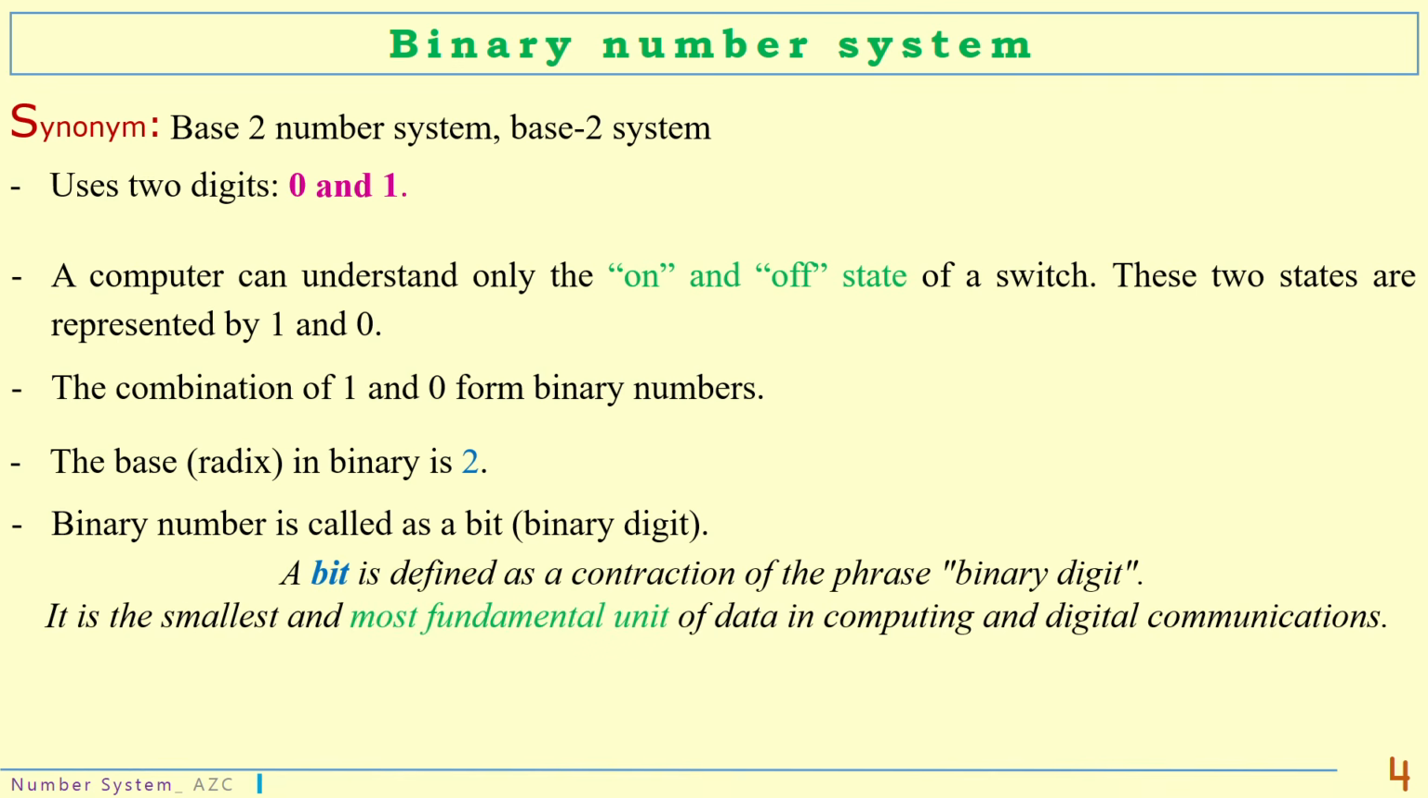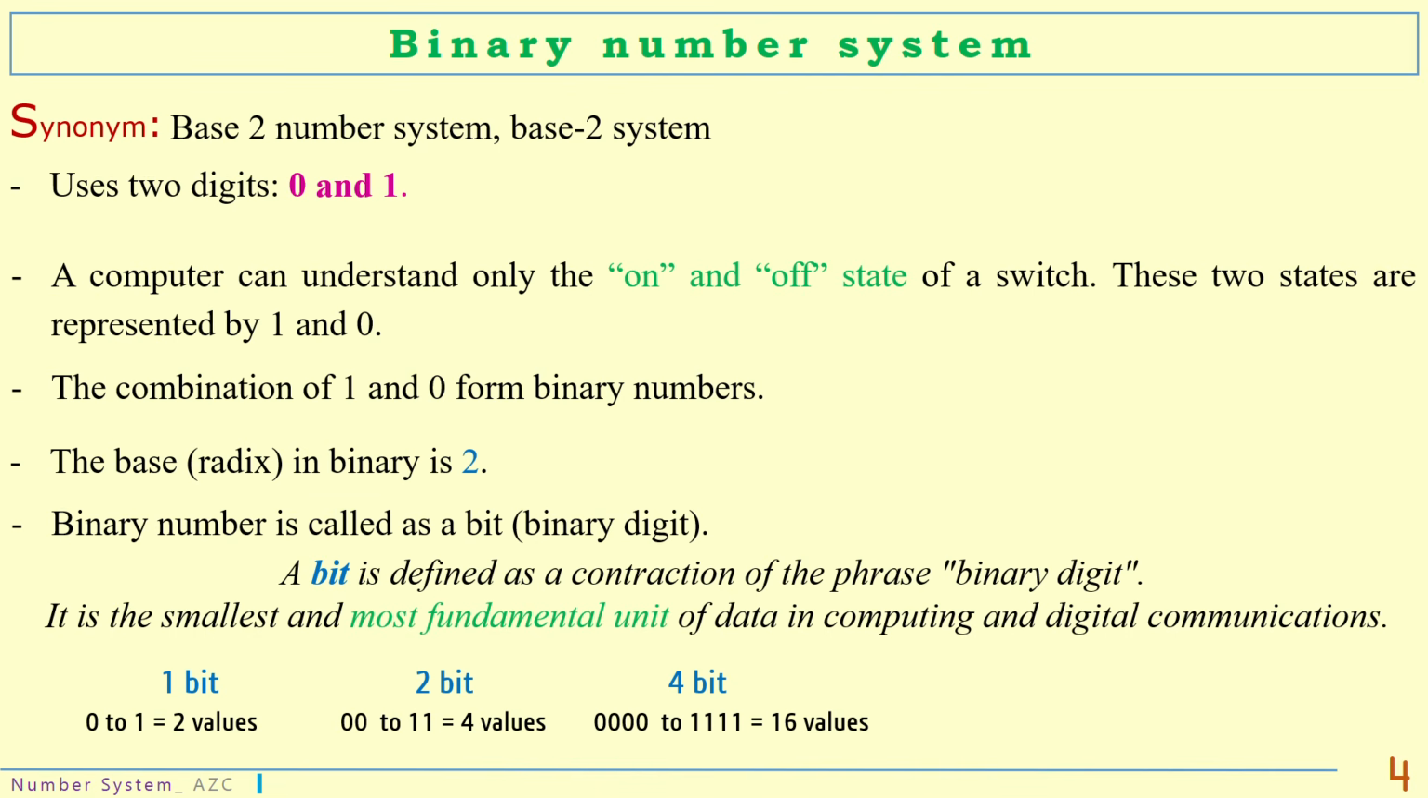Binary number is called a bit, that is, binary digit. A bit is defined as a contraction of the phrase binary digit. It is the smallest and most fundamental unit of data in computing and digital communications. 1 bit means only two digits in a value. 2 bits means two digits in a number, so total 4 possible values in binary system.